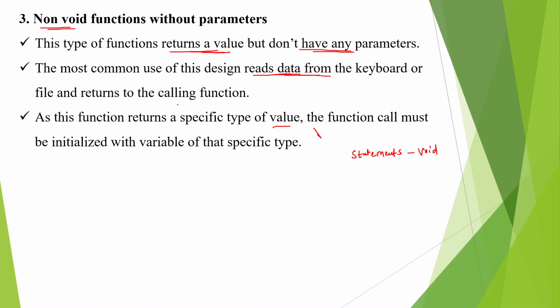And using in an expression means we need to initialize the function call. Here you can see the function call must be initialized with a variable. Okay, we need to initialize the function call with a variable. What type of variable? Whatever type of value the function returns, we must initialize it with a variable of the same type. Hopefully you understood. So quickly I will demonstrate this.